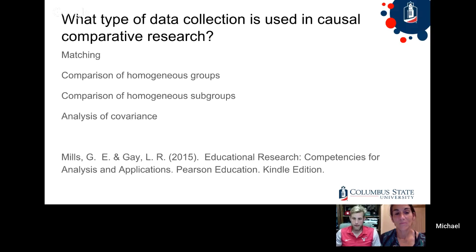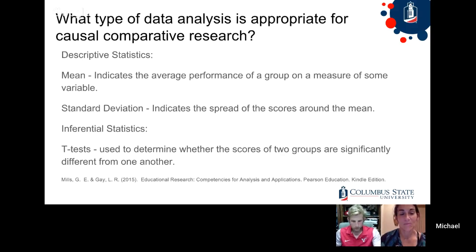The analysis and interpretation of data in causal comparative research involves a variety of data analysis types. There are two different types of statistics: descriptive statistics and inferential statistics. Descriptive statistics consist of the mean and the standard deviation. The mean indicates the average performance of a group on a measure of some variable, and the standard deviation indicates the spread of the scores around the mean.